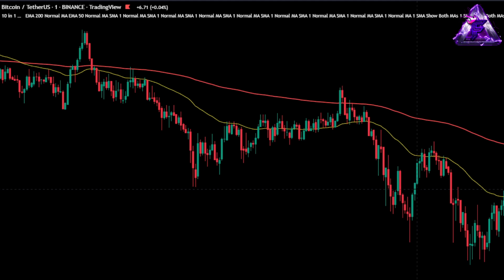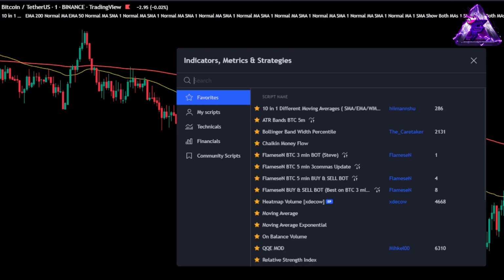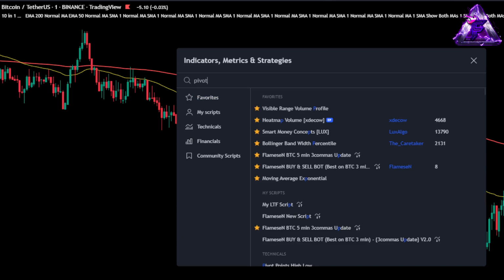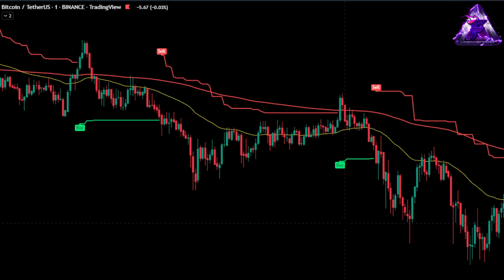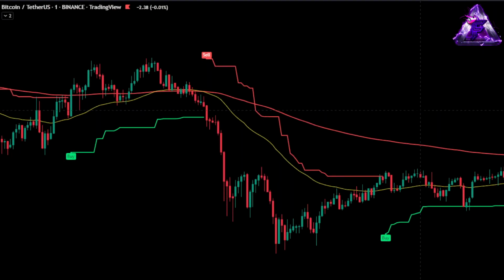Okay, since we've learned how to identify trends in the market, let's apply our next indicator. So come up here and click on your indicators tab, and we are going to be searching for pivot point super trend, which is this one here by Lonesome the Blue. Keep the settings of this tool on default. We will use the pivot point super trend as the first confirmation indicator. Based on these buy and sell signals, we will be placing orders if the rest of our conditions are met.